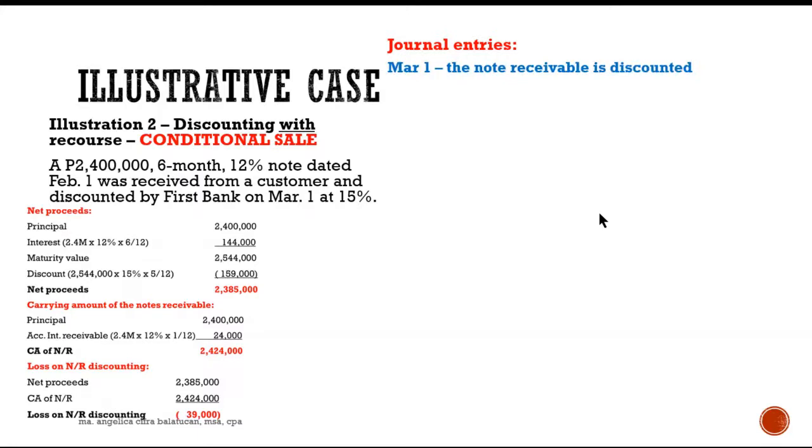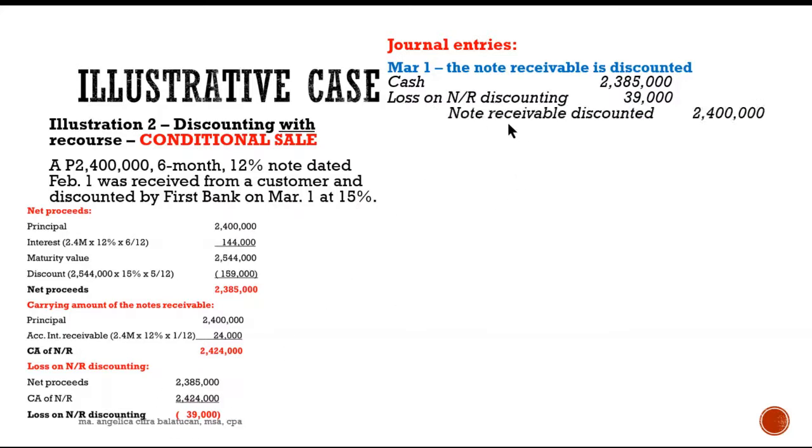So on March 1, when the note is discounted, we will debit cash. Then loss on discounting, this is already computed. Then you have note receivable discounted credit. And then interest income, that 24. Since this is a sale, there is a gain or loss. So it is loss on note receivable discounting.